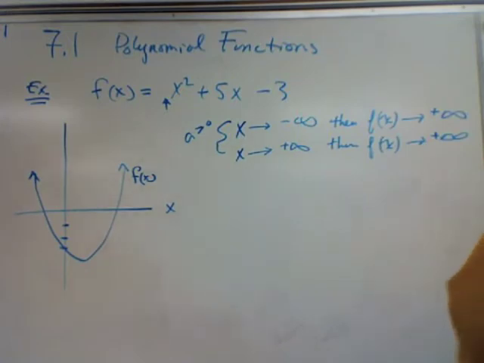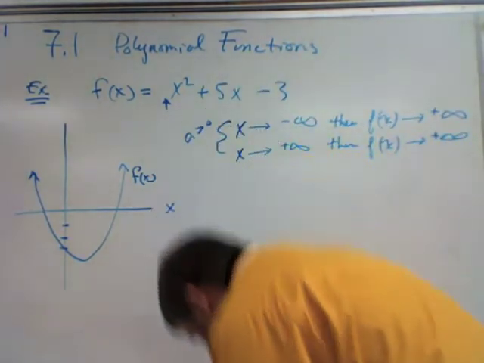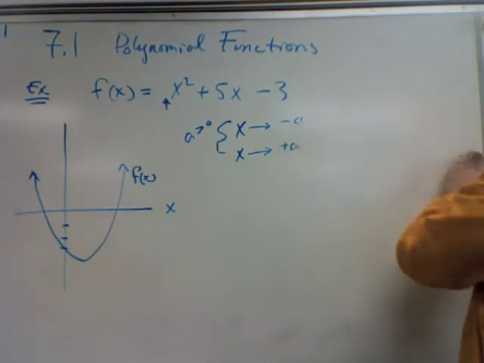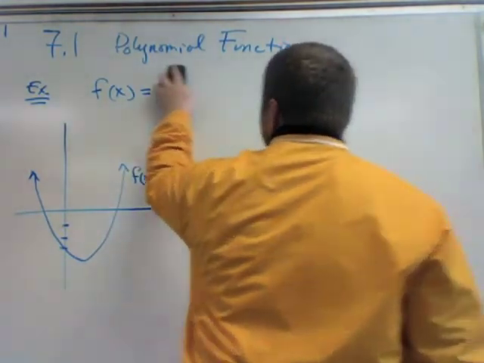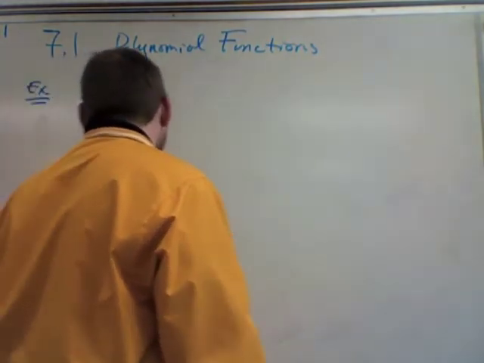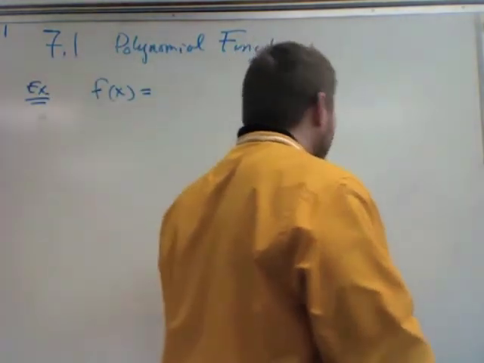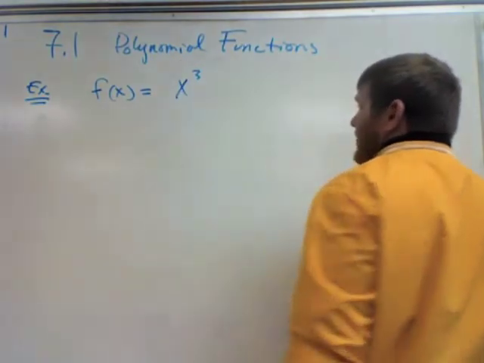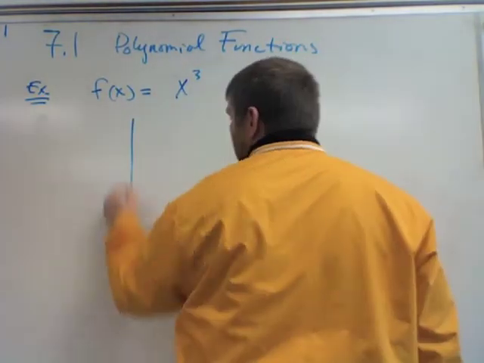Alright, next, I guess we have a pretty good idea of that one, getting the notation down. Let's do a different one. Let's say we had a cubic polynomial. Let's just go with f of x equals x cubed.